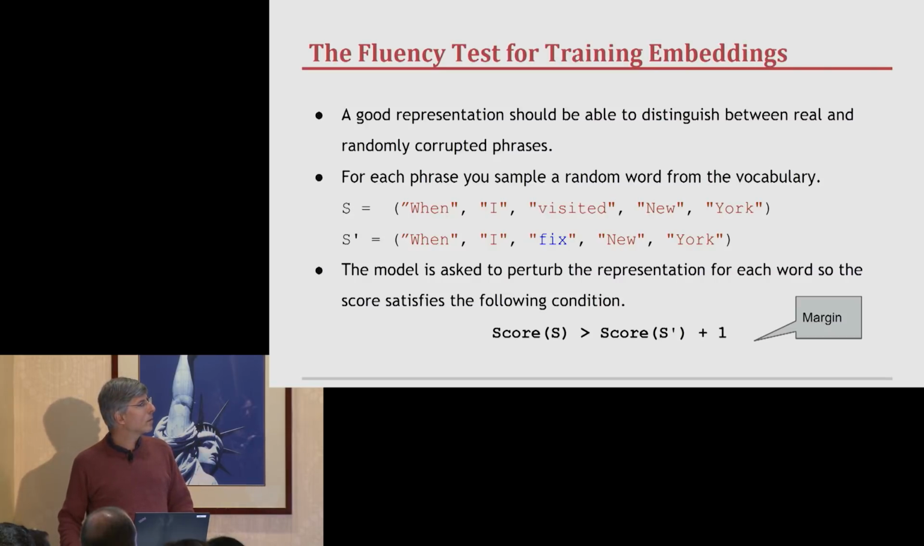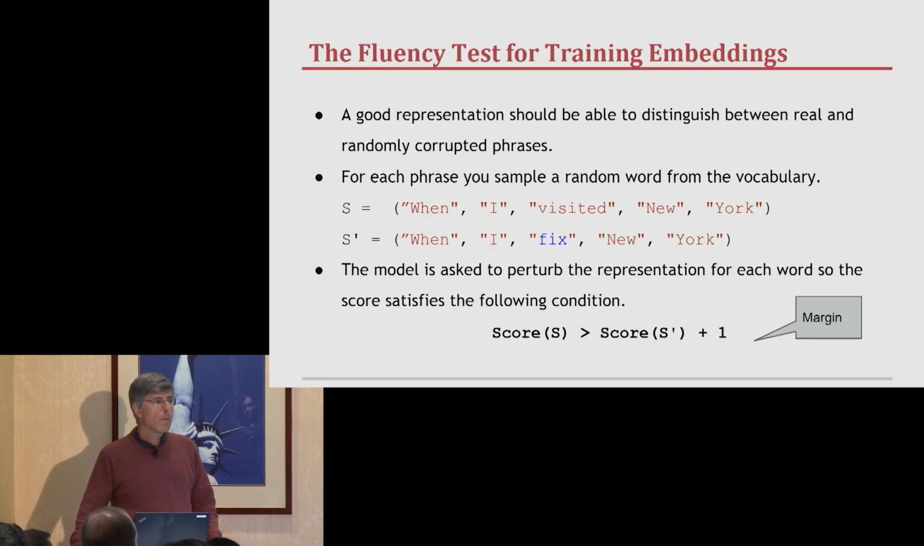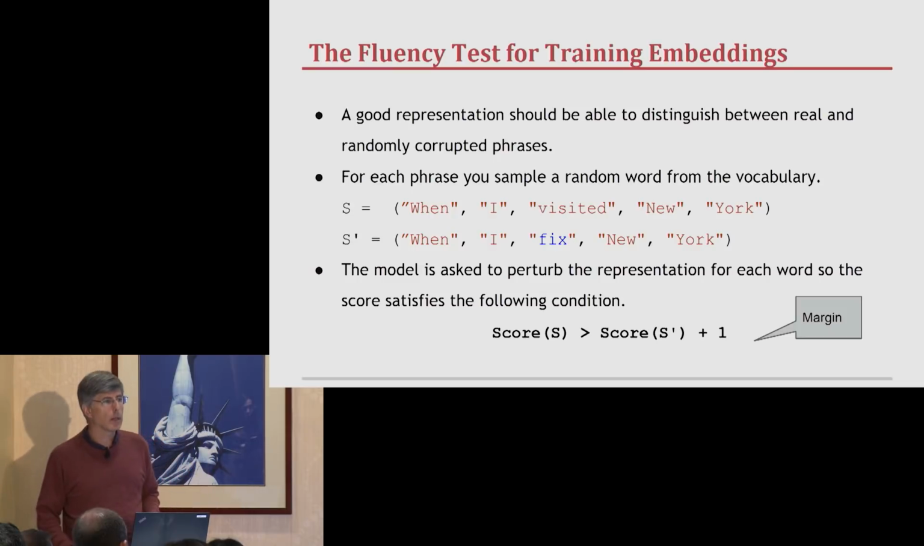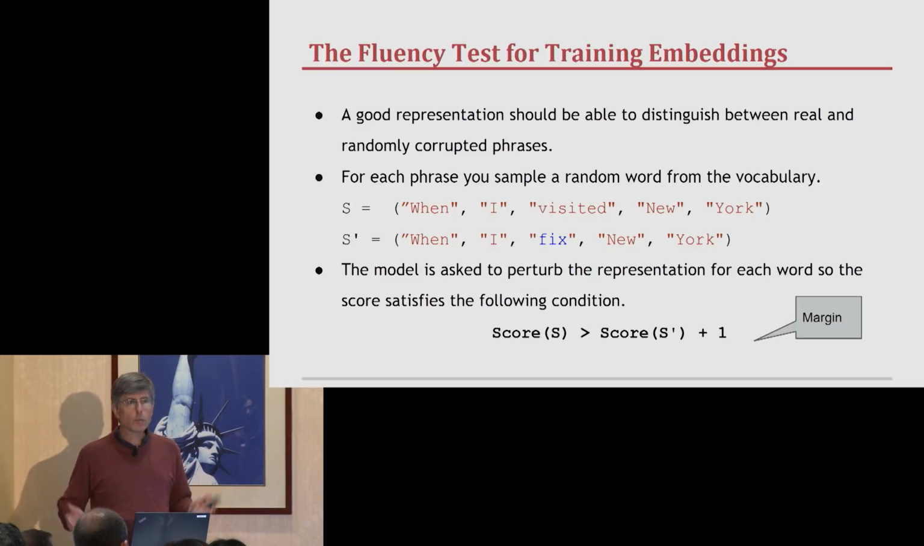If we take a look at some text, a perfectly reasonable thing to have in your text is "when I visited New York." That might have been in a text corpus that you had. Suppose I now want to corrupt it. I could take the middle word and randomly change it: pick a random word from the vocabulary and replace it. And unless you're a really terrible writer, taking your text and replacing one of the words at random will make it worse.